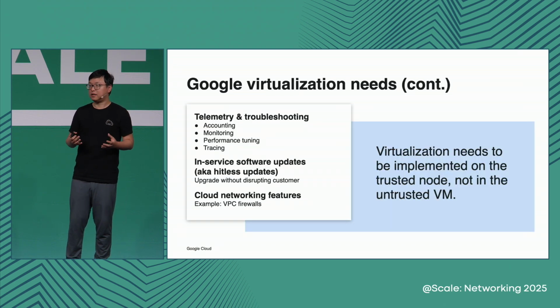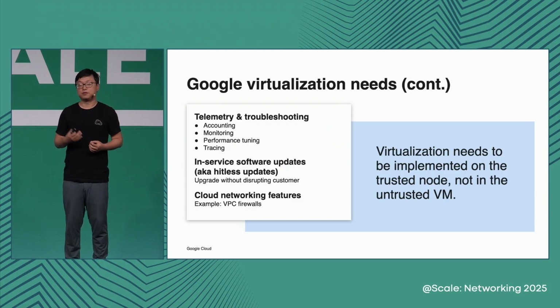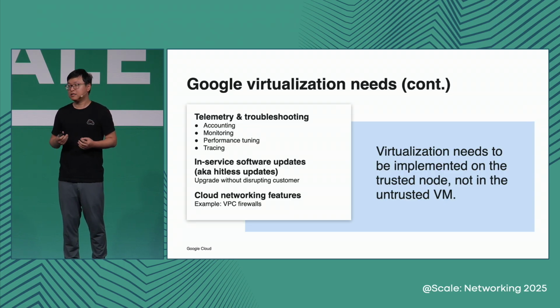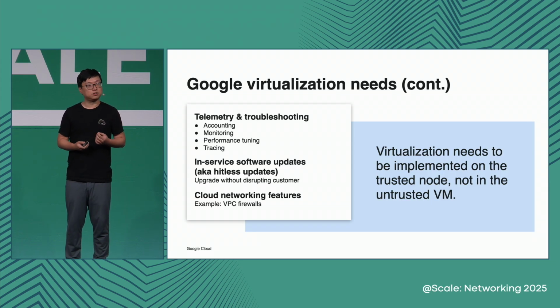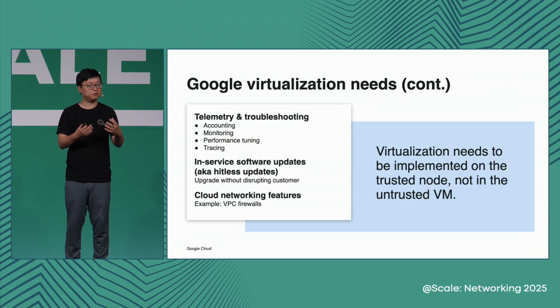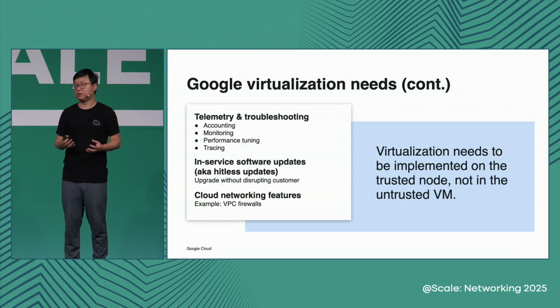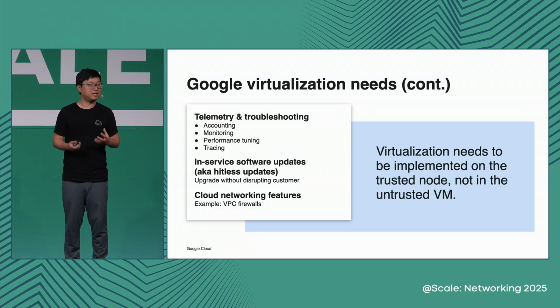And we also need some other features from this virtualization stack to operate this network. For example, we want rich telemetry so that we can monitor the network at every layer, and we want the ability to do tracing for troubleshooting. We also want the ability to do in-service software upgrades. This is when we roll out new versions of service software without disrupting the user workloads. And some of the cloud networking features, like VPC firewall, are also coming to this GPU network as the use cases emerge.